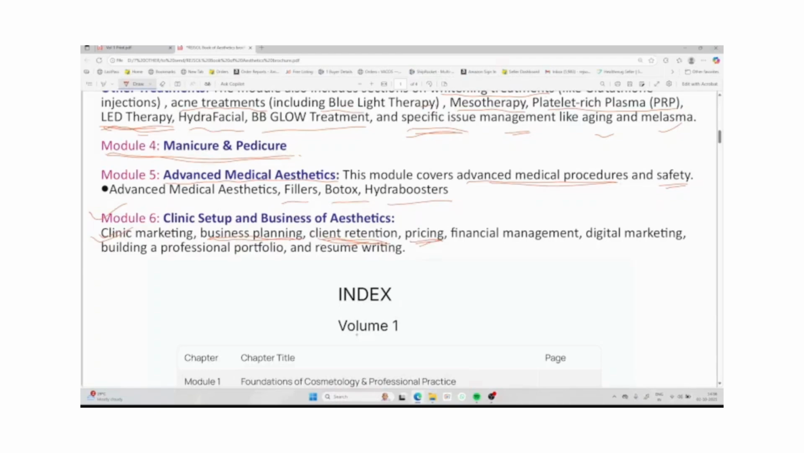The pricing, what should be the pricing of your treatments, the financial management of your clinic, the aesthetic center, so how do you manage the finances, the digital marketing, and how to build a professional portfolio of yourself so that you can grow in this industry as far as the business is concerned. And for those who are learning aesthetic medicine for doing a job, we will teach you how to write a resume so that you can apply for jobs.